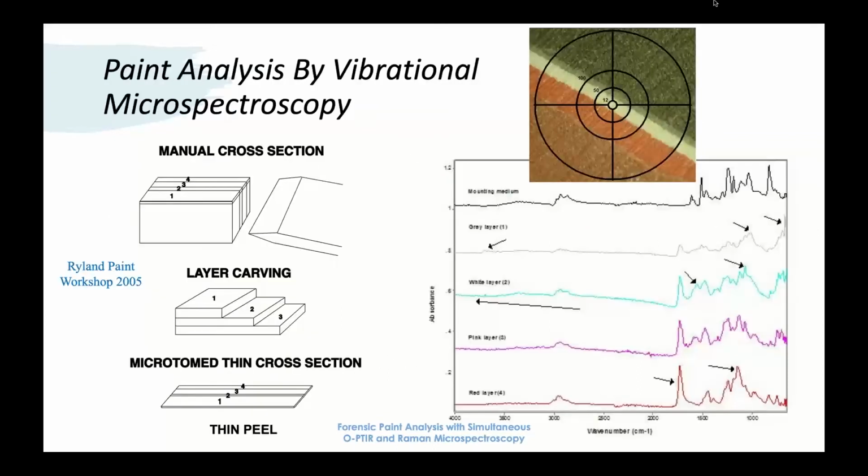Paint analysis by vibrational microspectroscopy traditionally requires significant sample preparation. Three methods are shown on the left. You can have a manual cross-section, you can make a layered carving, or microtome a thin section. A fourth option is making a thin peel, which is like taking off individual coats or layers of an onion, but you take off each individual layer of paint. On the right, we have an image as viewed through an ATR crystal. This method requires less sample prep, but it's not without its faults.